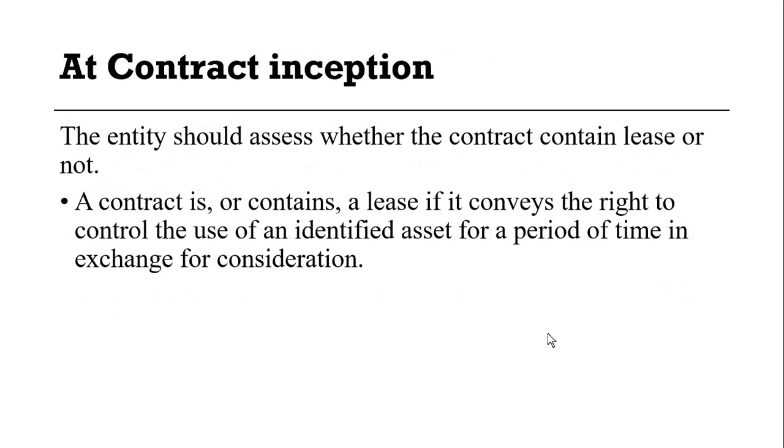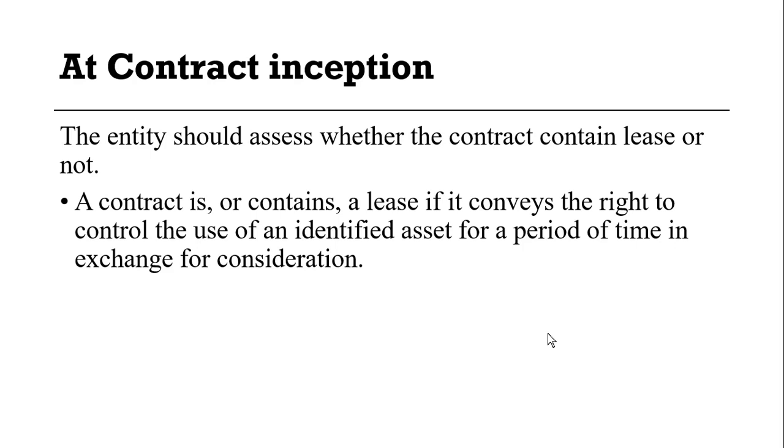Right. At the contract inception, and of course leases are normally examined from the lessee's point of view. You see, in a lease there are two parties, the lessee and the lessor. The lessor is the legal owner of the asset, and the lessee is the user or the commercial owner of the asset, so to speak. Now, the entity should assess whether the contract contains a lease or not.